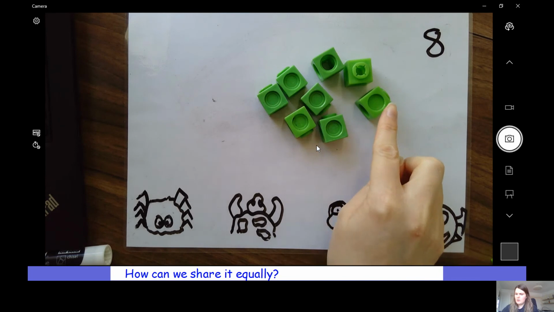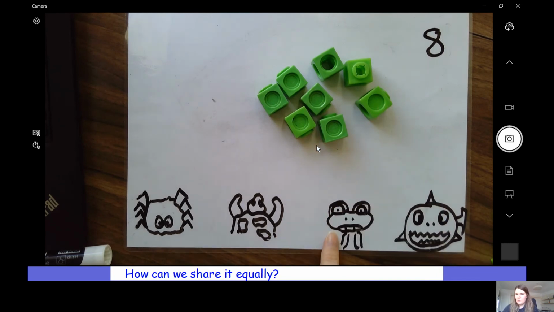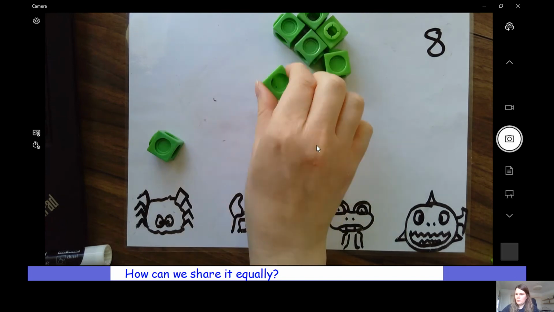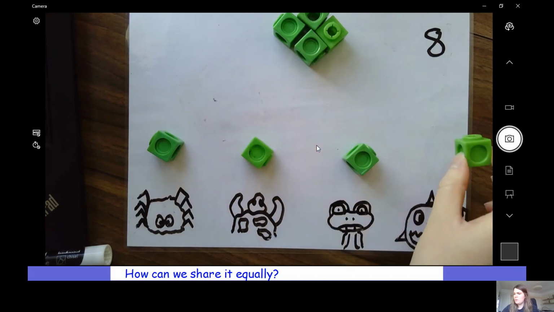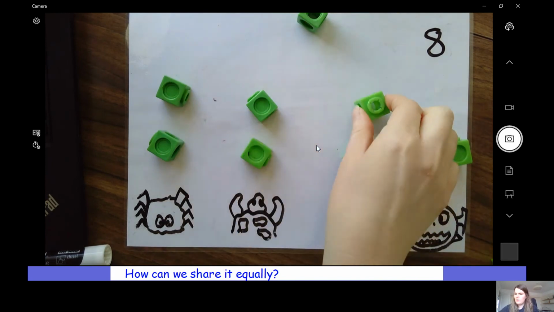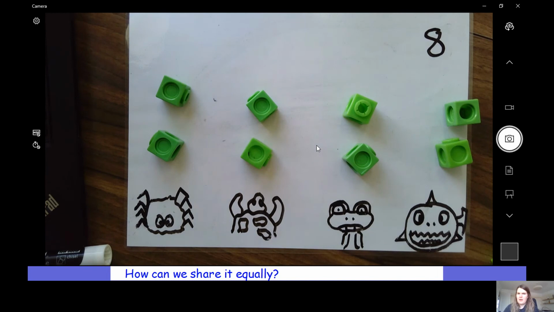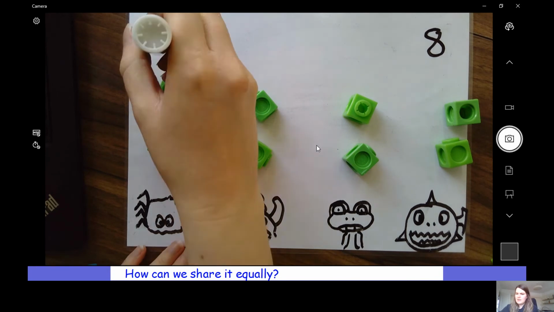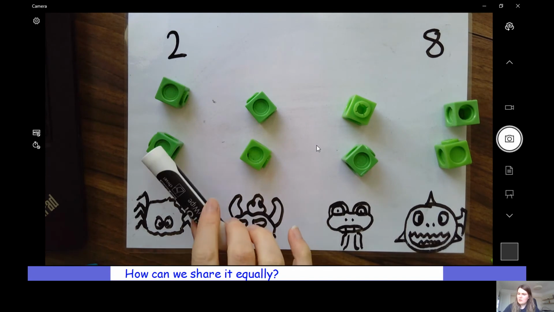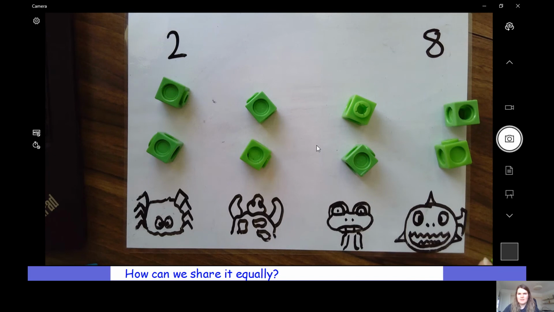Now I need to share them equally between the spider, the turtle, the frog, and the shark. So I'm going to do it like so. I'm going to say 1 for you, 1 for you, 1 for you, and 1 for me. I'm going to do that again. 1 for you, 1 for you, 1 for you, and 1 for me. I've split it into 1, 2, 3, 4 different parts. So quarter of 8 is 2, because we've split it into our 4 equal parts. Do you see that?